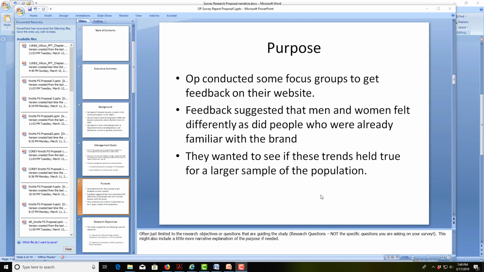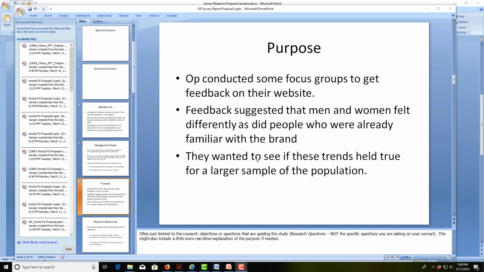Once they collected that information, they decided that they wanted to confirm the insights that they were gaining with some more comprehensive survey research. Thus, one survey that was developed focused specifically on younger audiences' perceptions of their website. Based on their focus group research, they suspected that males and females viewed their website differently. From their focus groups, it also seemed that people who were familiar with their brand responded to their website differently than those who had never heard of them before. They decided that they wanted to see if these trends held true for a more representative sample of the population.